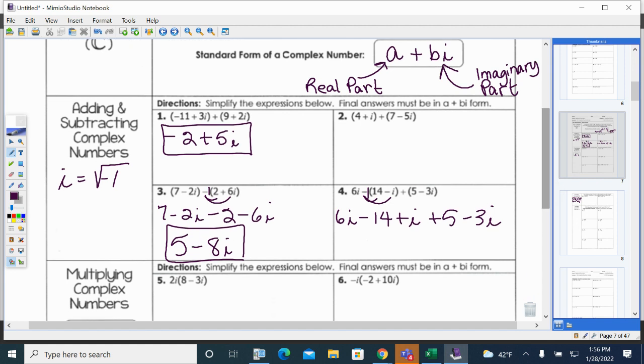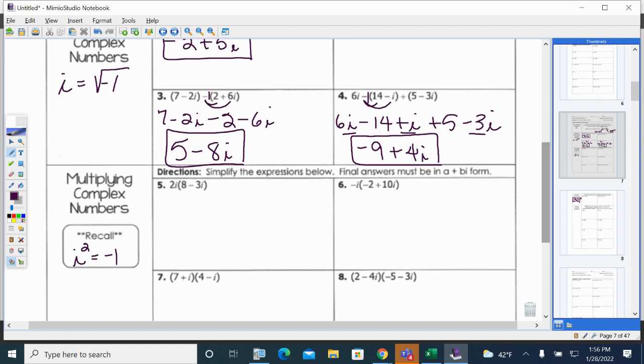Always start with the real part first. So your real numbers are -14 plus 5, which is -9. And then your imaginary part. So 6i plus i is 7i. Minus 3i is a positive 4i.